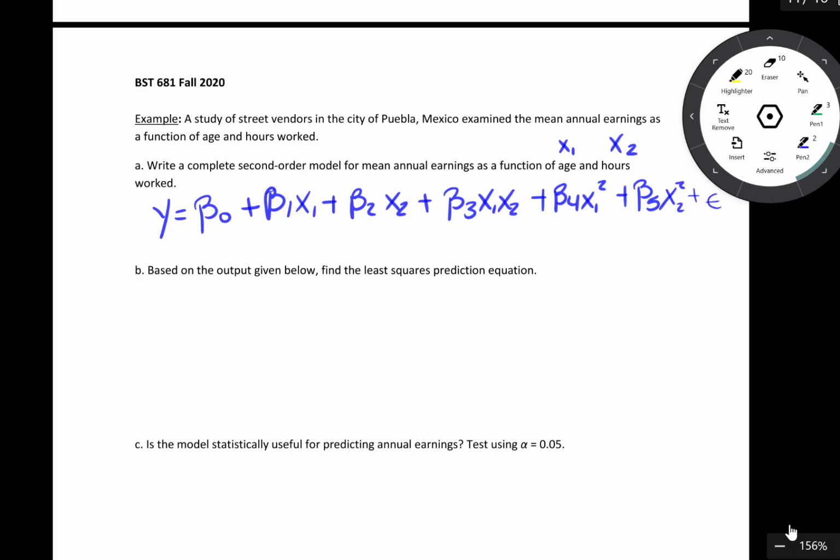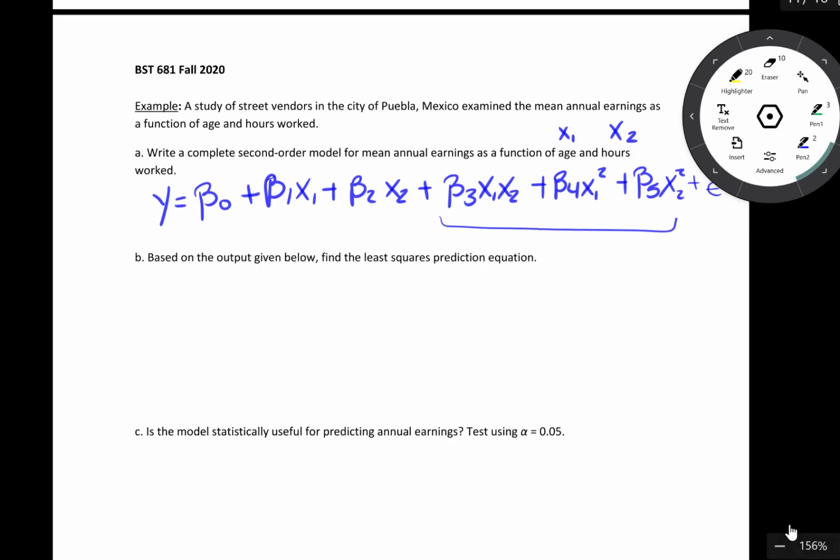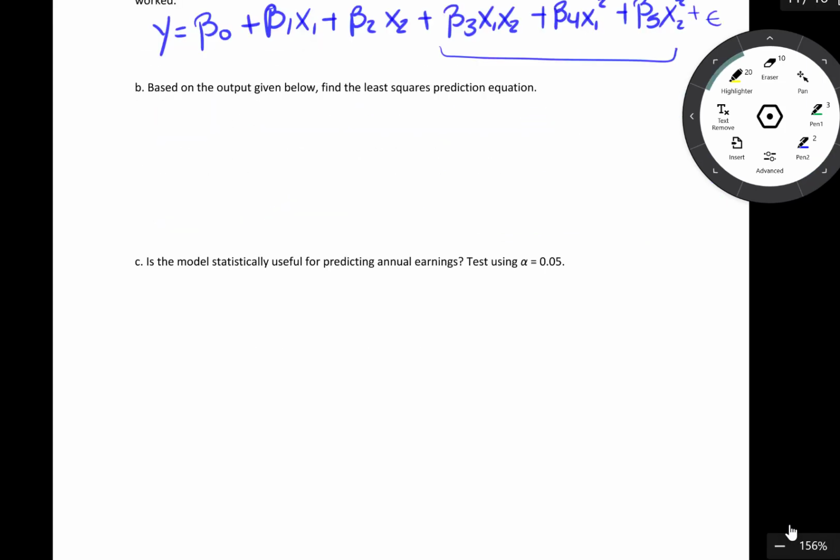And one thing that I should note here, the order of the terms doesn't actually matter. So for example, I could have had beta 3 be the coefficient that goes along with x1 squared and rearrange these. The only thing that's going to change is the interpretation of those parameters later on. So we're going to look at some output and we're going to find the least squares prediction equation. So let's go ahead and look at that output down below.